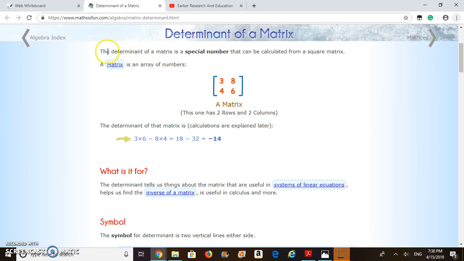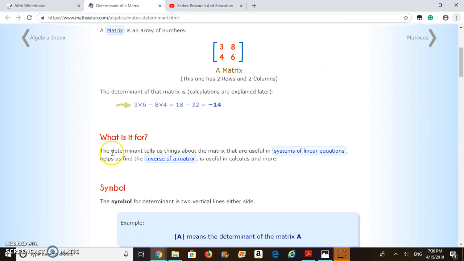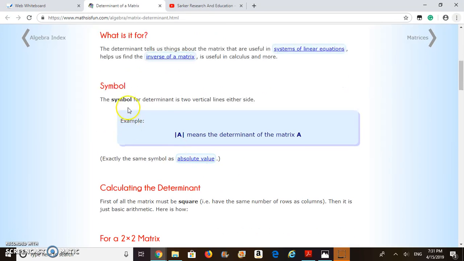Now what is the determinant? The determinant of a matrix is a special number that can be calculated from a square matrix. What is it for? The determinant tells us things about the matrix that are useful in systems of linear equations, helps us find the inverse of a matrix, is useful in calculus and more. What is the symbol? It is 2 vertical lines on either side of that particular matrix. For matrix A, it will be represented by this.